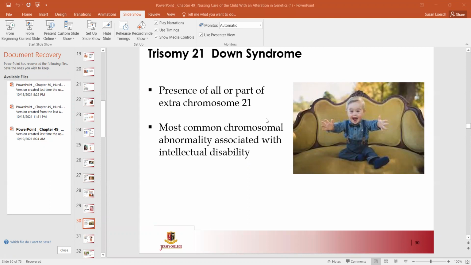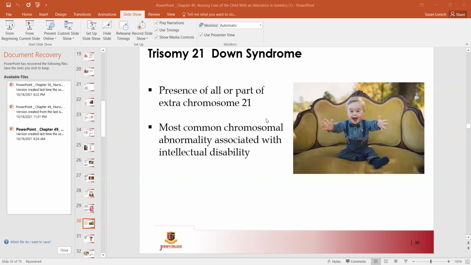It can be seen in any race, age, or economic level, but a higher incidence is found with women that are older than 35 when they deliver. This is explained by 90% of the cases with the extra chromosome 21 originating from the mom. So the likelihood of having a baby with Down syndrome is only 1 in 1,000 for women under 30. But by the time you get to age 35, your chances of having that baby go down to 1 in 350. And by the time you're 45, the chances of you having that Down syndrome baby are 1 in 35.